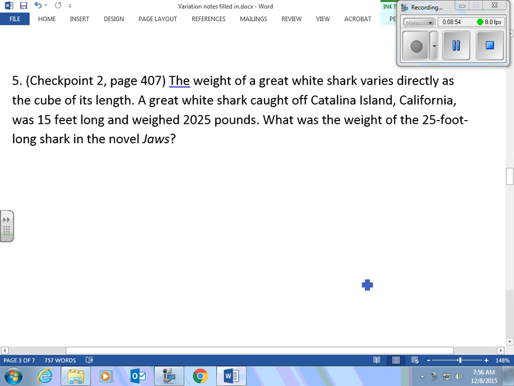Another example. Again, this one's from your textbook. The weight of a great white shark varies directly as the cube of its length. A great white shark caught off Catalina Island, California, was 15 feet long and weighed 2,025 pounds. So what was the weight of the 25-foot-long shark in the novel Jaws?